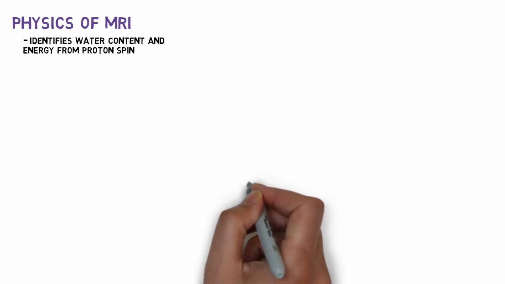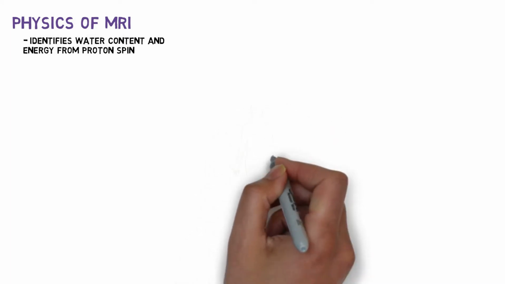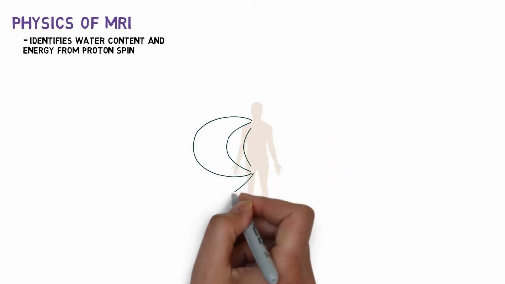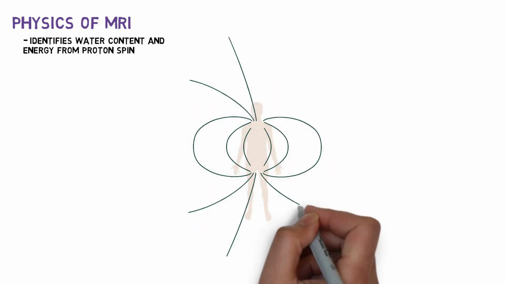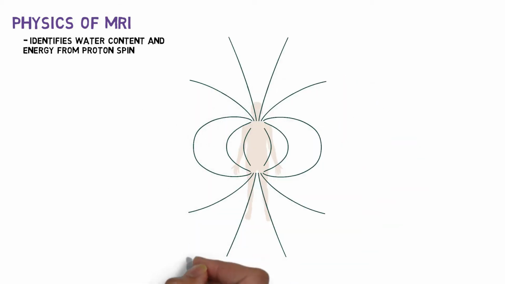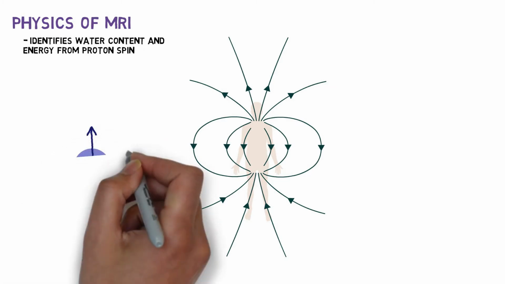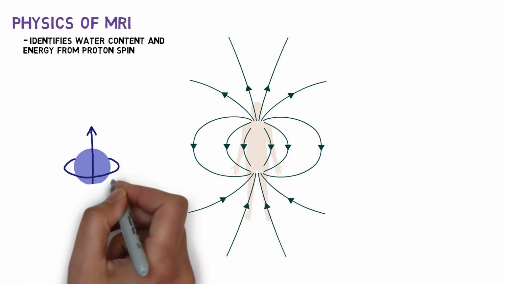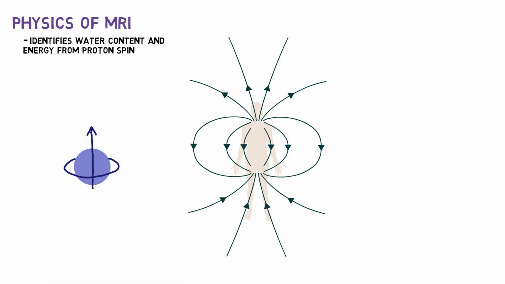In an MRI, a giant magnetic field is created around the body. This field, typically 1.5 to 3 Tesla, is so strong that it aligns all the protons in the water molecules throughout the body. Think of the positively charged hydrogen atoms like the Earth. Each has an axis that it spins on, and when under the influence of a strong magnetic field, those axes all line up to face a certain direction.